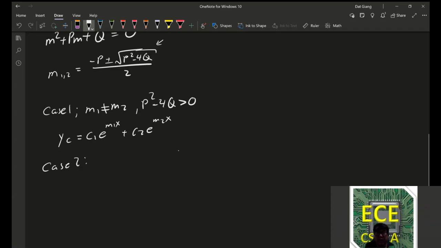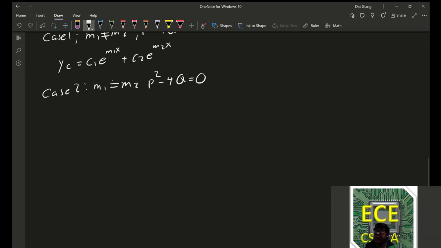Case 2. Suppose that we have m1 equal to m2, which just also means that p squared minus 4q is equal to 0. Now, in this situation, we only get one solution, and the solution actually is modeled by this: yc is equal to c1 e to the m1x plus c2 x e to the m1x. So in order to have two unique solutions, we must have one without x and one with x.